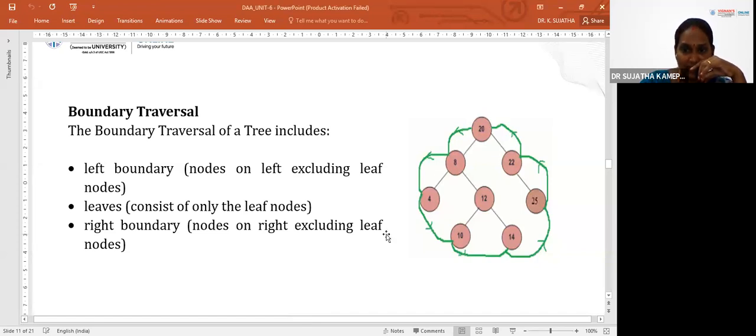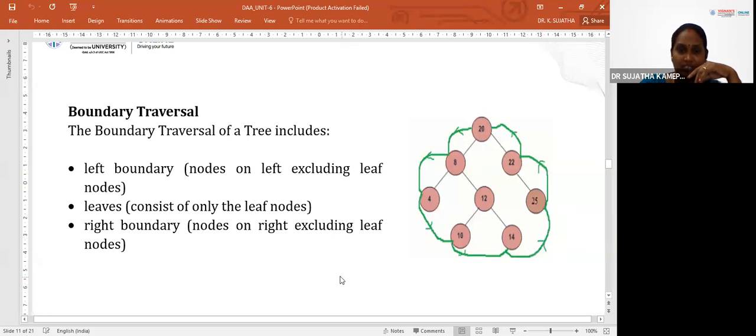So here you can see the example, how it is visited. First, the left boundary means here we are seeing 4, 8. First it visits all left boundary nodes and leaves, then it goes for right boundary nodes. So that's why first the left boundary 4, 8, then 10, 14, 25. 4 is a leaf, 10 is a leaf, 14 is a leaf, and 25 is a leaf. And then it goes for the right boundary. The right boundary is this one. Right. So here 22. Like that it visits.